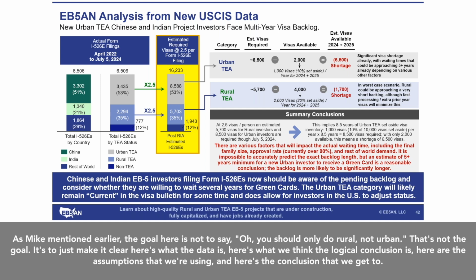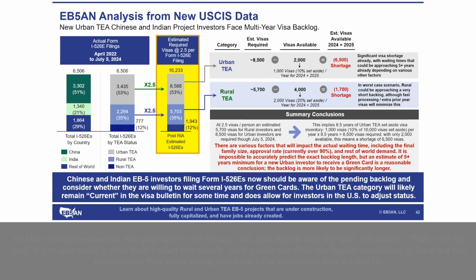As Mike mentioned earlier, the goal here is not to say you should only do rural, not urban. That's not the goal. It's to make it clear: here's what the data is, here's what we think the logical conclusion is, here are the assumptions that we're using, and here's the conclusion that we get to.